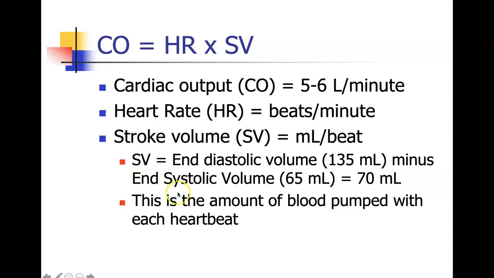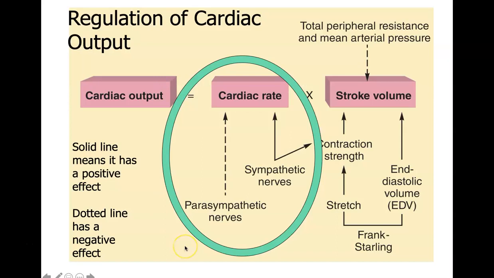Okay, so stroke volume essentially is the amount of blood pumped with each heartbeat. On average, about 70 milliliters per heartbeat. When you multiply heart rate and stroke volume, then you get cardiac output. Now, there's lots of ways to regulate cardiac output. We'll talk about these today.